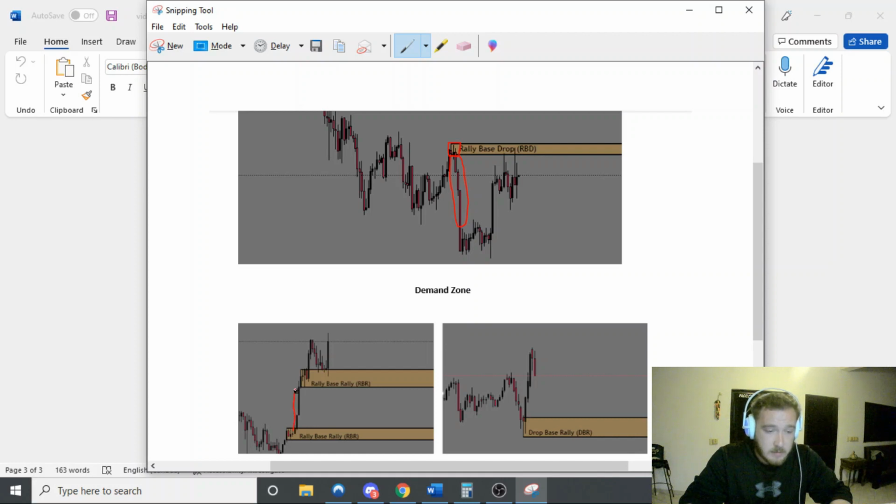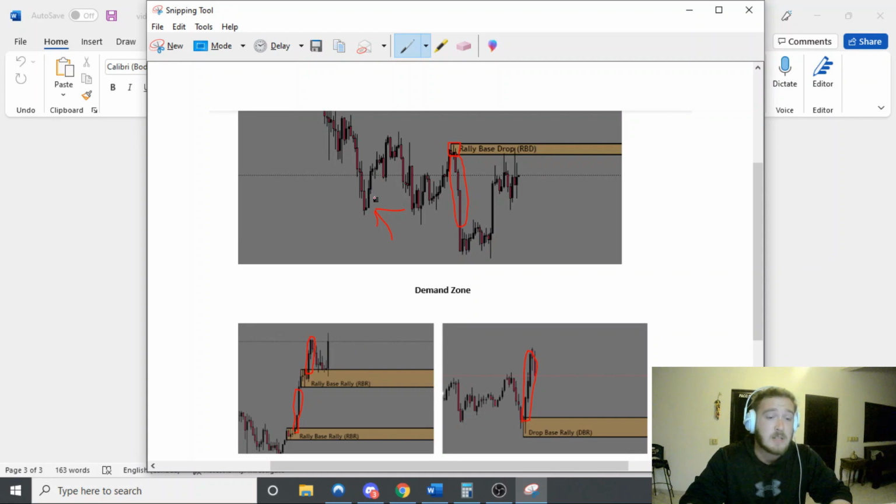A rally base, very strong rally out. Rally base, very strong leg out. Drop base, very strong leg out. All right, notice how all these areas have strong imbalances. Same thing right here with this demand zone. Very strong leg outs, candlesticks that come after the base.